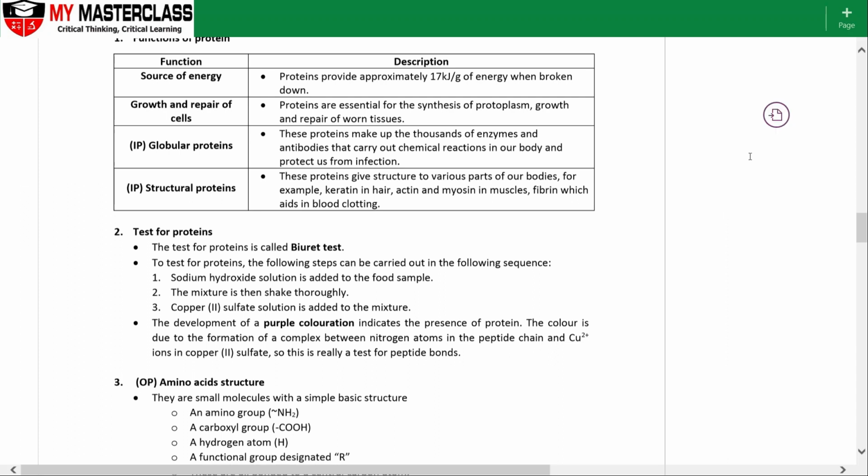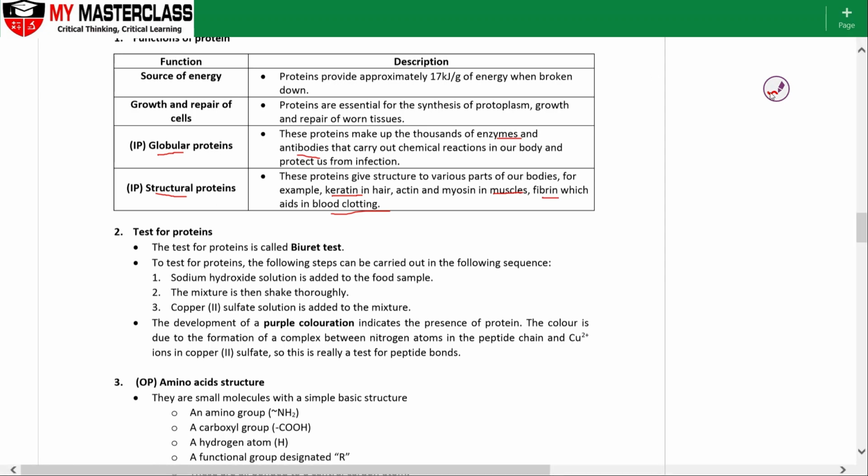There are two types of protein structures that the IP student will have to know: globular protein and structural protein. As the name suggests, structural proteins give structure to the body. So things like the keratin in hair, and in muscles, they give structure to the body. Muscle consists of actin and myosin. Blood clotting consists of fibrin as well. Globular proteins will be your enzymes and antibodies that are going around in the blood plasma.